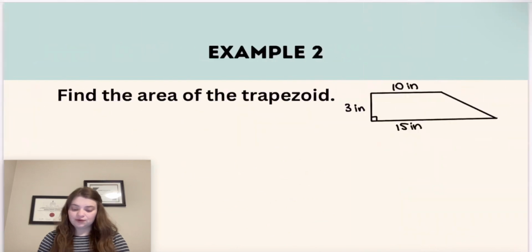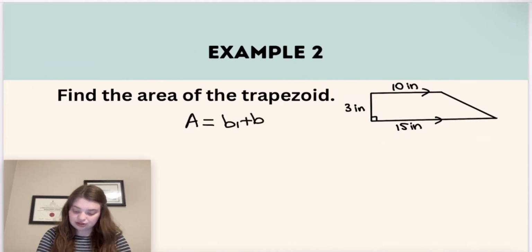All right, and let's move on to the second example right here. So first of all, what is our equation? Area is base 1 plus base 2 divided by 2 times h. So base 1 is 10 and base 2 is 15.